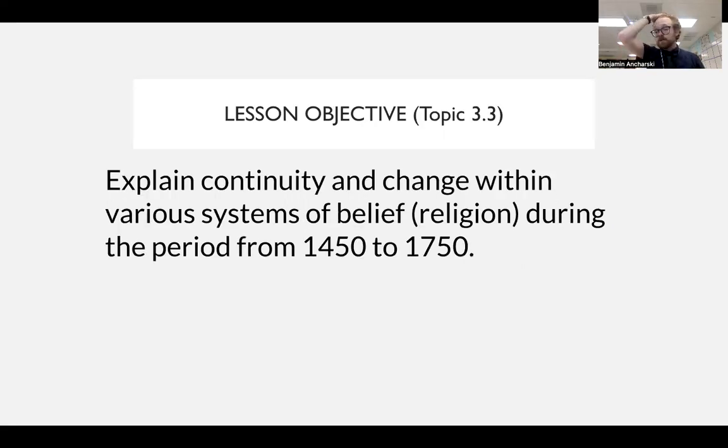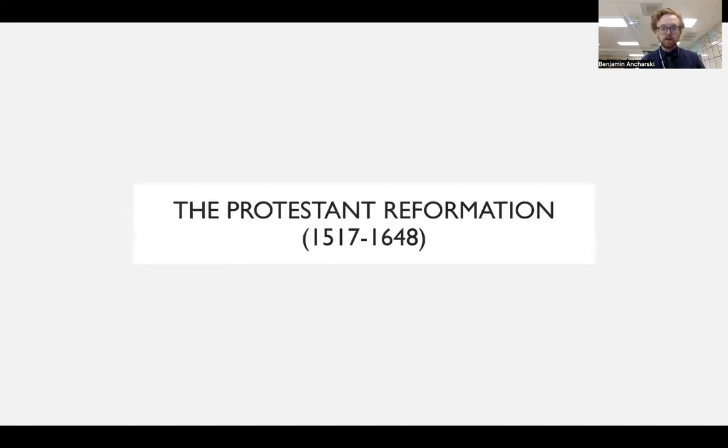So the lesson objective today is asking you to think about continuities and changes in religion in the period between 1450 and 1750. We're going to look at Christianity in Western Europe today. Later on, we'll look at the Mughal Empire, how they're handling the religious diversity on the Indian subcontinent. And in Unit 4, we'll also talk about this idea of religious syncretism a lot more. All right, let's go ahead and get started.